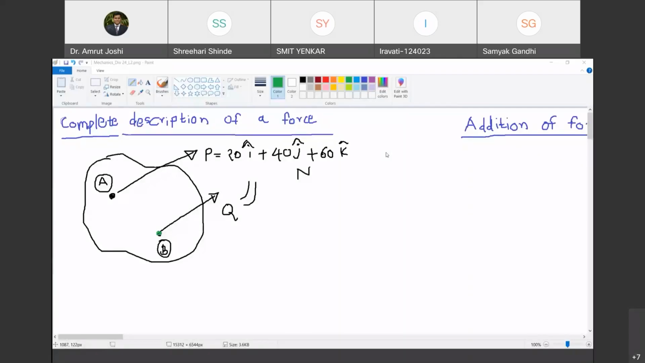So in last class, what we have done is we have understood the basic definition of mechanics and a force. Are you with me, Ashish? Yes. Now, today we are trying to give the complete description of a force. And how do we do that?